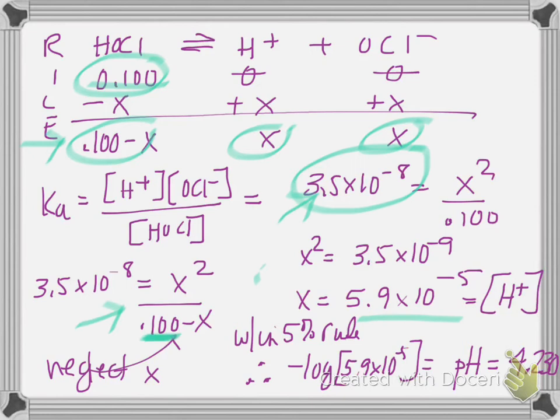Okay, so after we neglected X, we just did our math and collected our terms. I did this times this, and I got X squared was equal to that. Take the square root. Now here's how you can see that you can neglect X: if I take 0.100 minus 5.9 times 10 to the negative fifth, what would I still have for HOCl? 0.1. So that's how you can check that too.